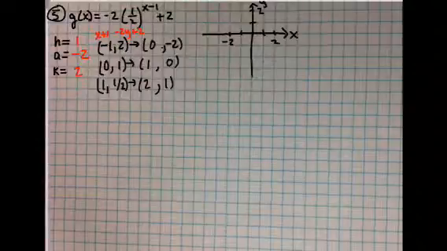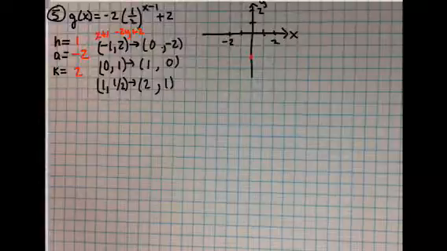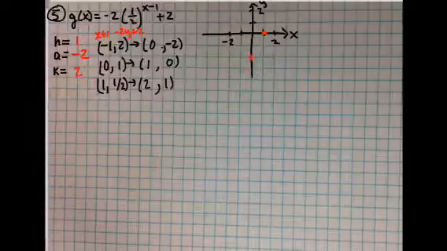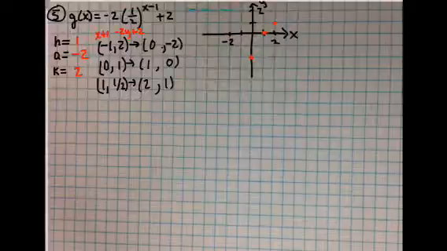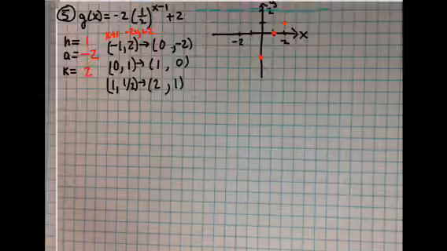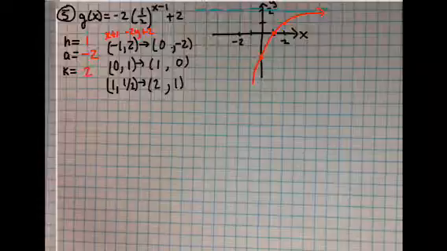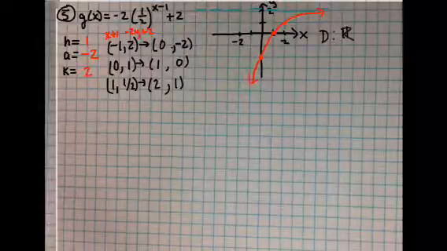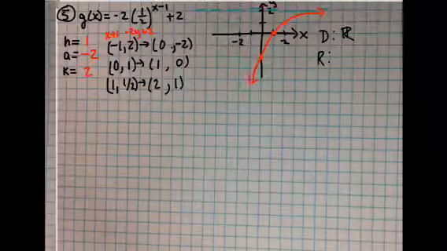So now we're going to plot them: 0, negative 2 here, 1, 0, and 2, 1. And draw the asymptote at y equals 2, right there. And then connect the points, so something like this. The domain is all reals, and the range is everything below 2, so we're going to write negative infinity to 2 like that.